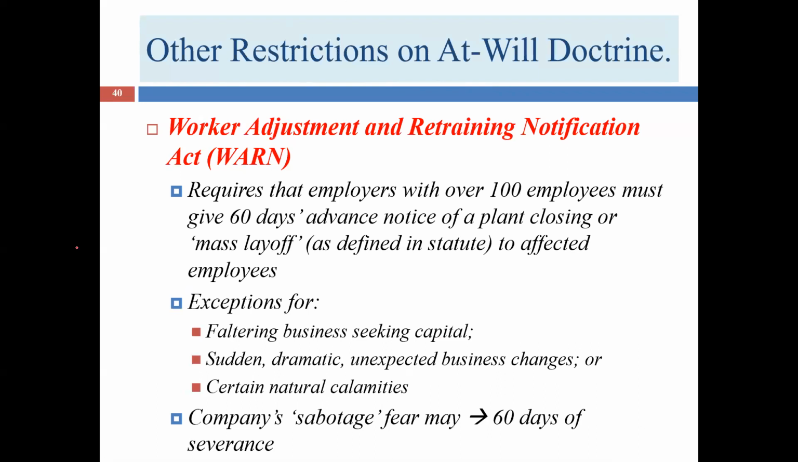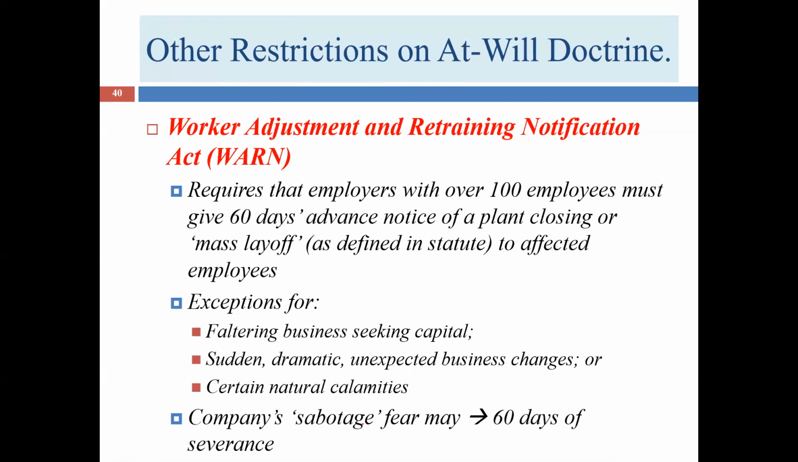Another is sometimes there will be a dramatic change in business. Let's say the employer has one big client. The client cancels on them. They didn't know that was going to happen, and so they didn't have 60 days to plan for it. Or let's say there's a natural calamity and a hurricane comes through or something along those lines. Again, it wasn't something that could have been planned for.